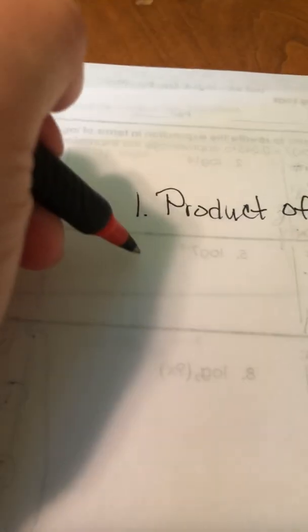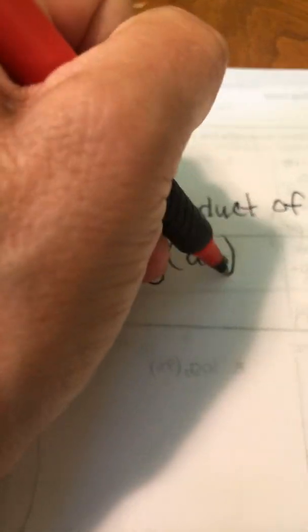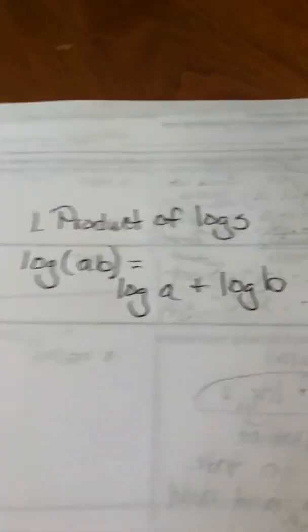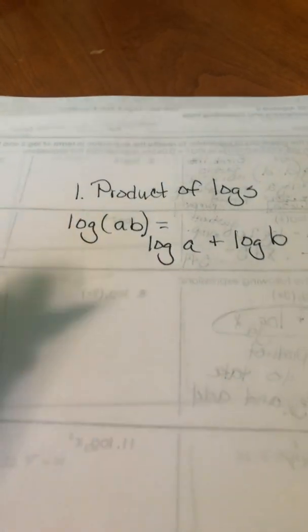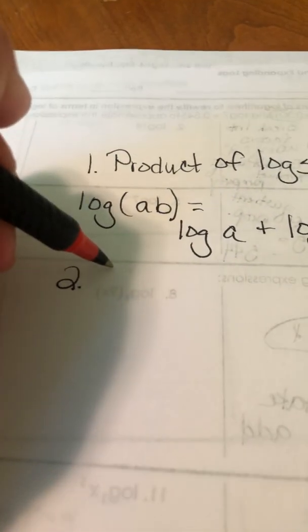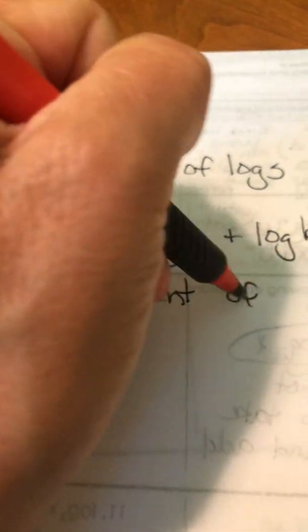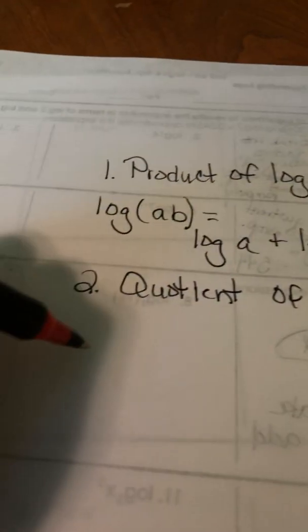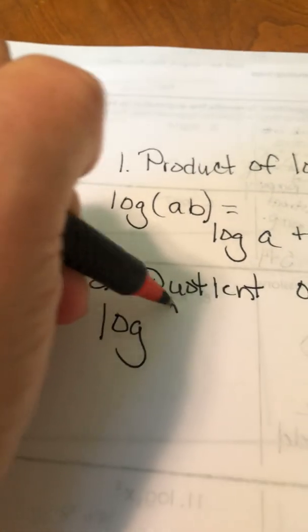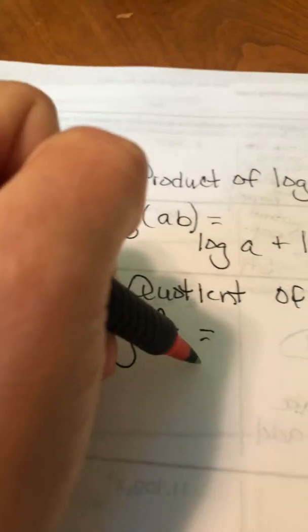So basically what the product property tells me is if I have log AB, that's going to be equal to log A plus log B. Okay, so that's just simply what it is. Then we have the quotient property. Your quotient of logs is just basically if I have log A over B, then that is equal to log A minus log B.